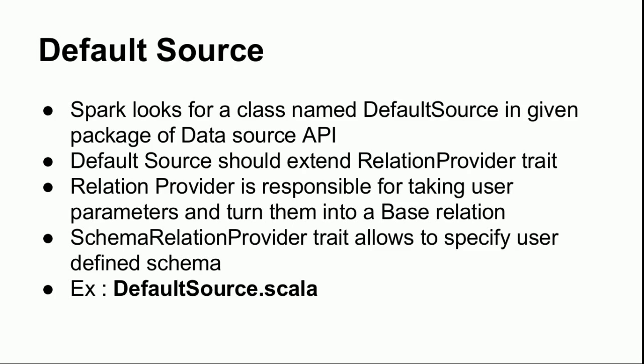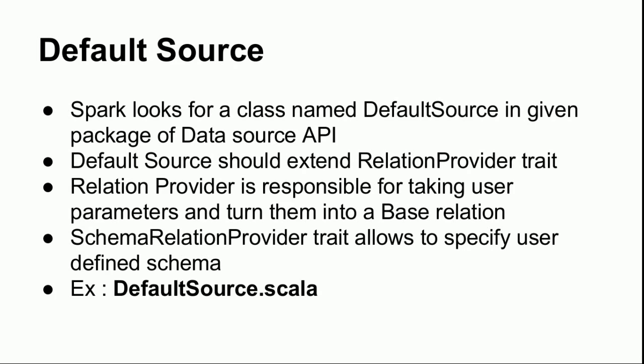Now, DefaultSource is like an entry point for the data source API. An easier way to understand it is that it's the entry point to say, okay, let's start the data source API processing. What DefaultSource should do is extend something called the RelationProvider trait. A trait in Scala is very similar to a Java interface. What the RelationProvider does is take the user parameters, whatever you have sent, like the path and those kinds of things, and turn them into something called a BaseRelation. We will talk more about BaseRelation in the next slide, but the RelationProvider takes the user parameters and turns them into a BaseRelation.